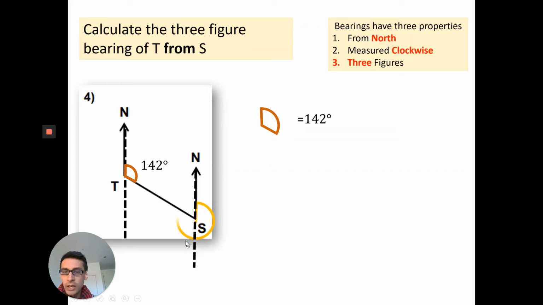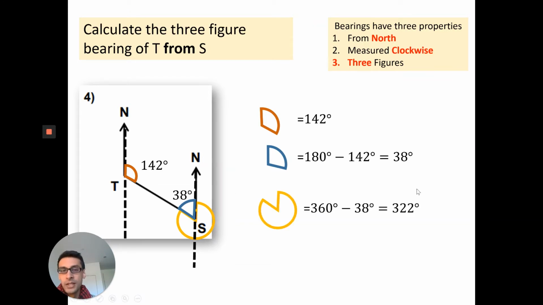I'm working out this angle here because I'm going from north clockwise. To work that out, it's fairly straightforward. I know the blue angle will be 180, take away 142 because they are co-interior, and the yellow angle will be 360, take away 38, 322.